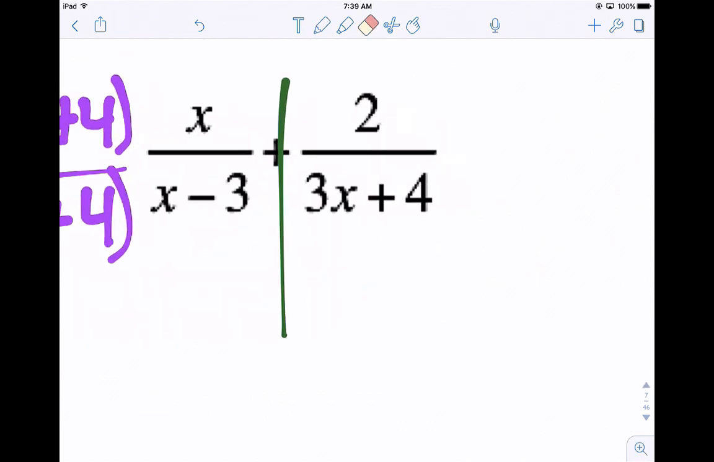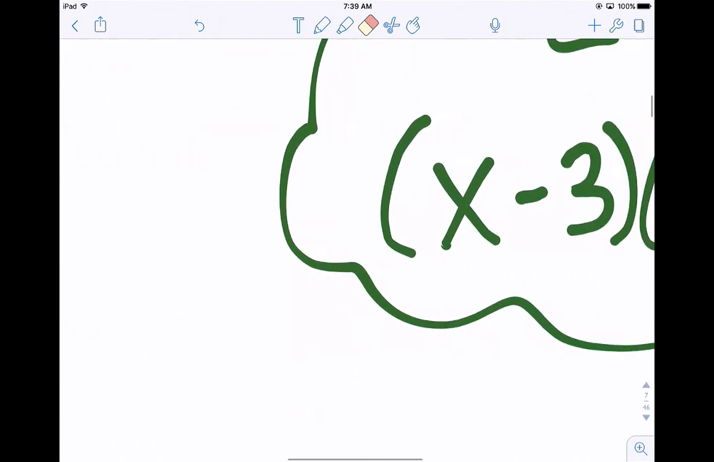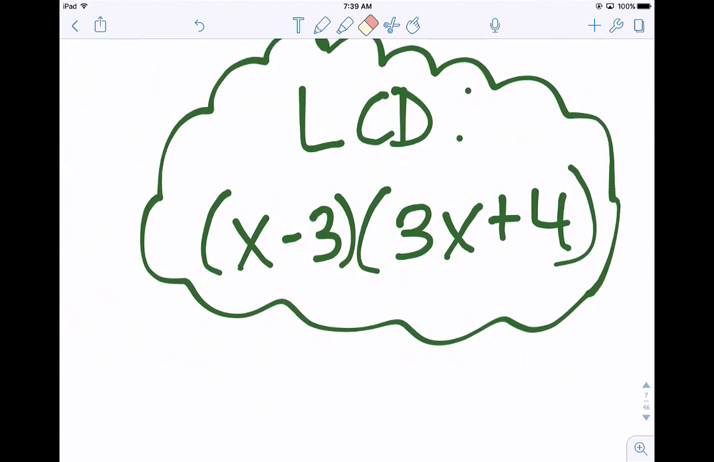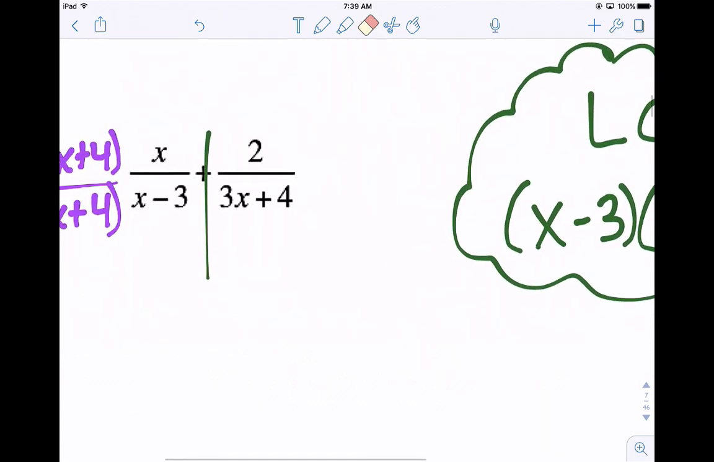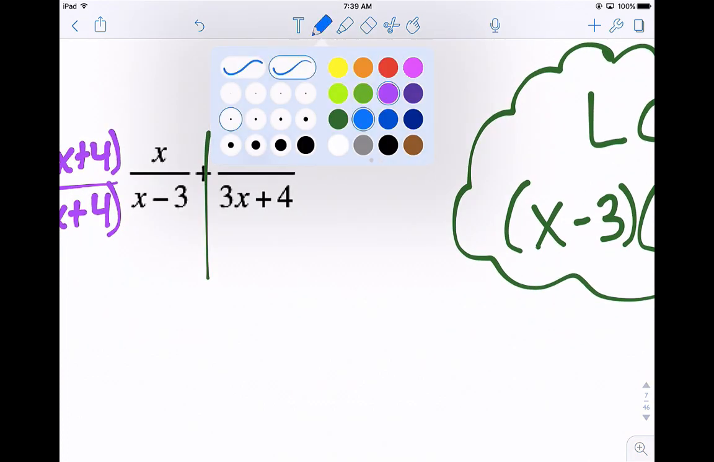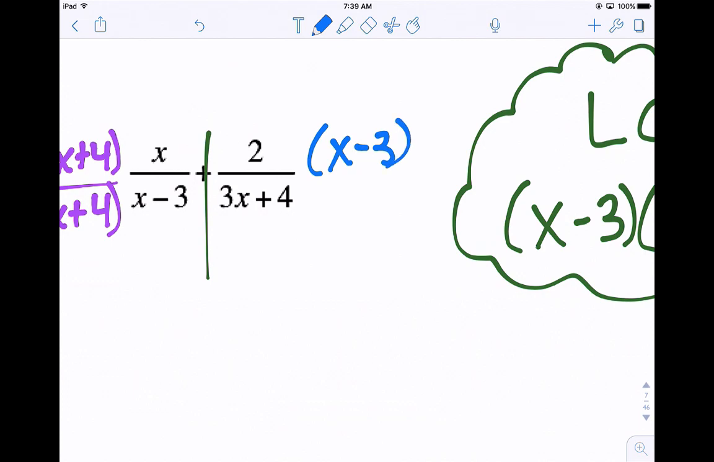Take a look at the second fraction. It has a 3x plus 4. We need it to be matching the lowest common denominator, so we're going to multiply it by x minus 3. So multiply this one by x minus 3 over x minus 3. Again, we multiply by the same thing on the top and bottom, so we are changing the way it looks but not its value because we're essentially multiplying by 1. Okay, now we're done with the bottom.